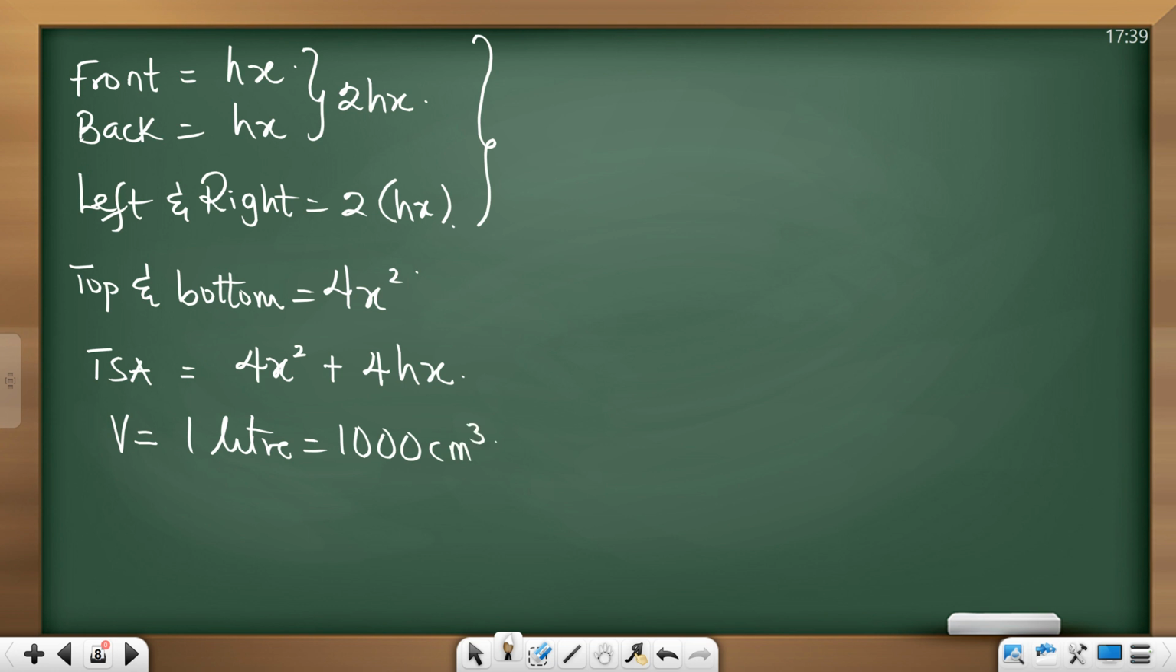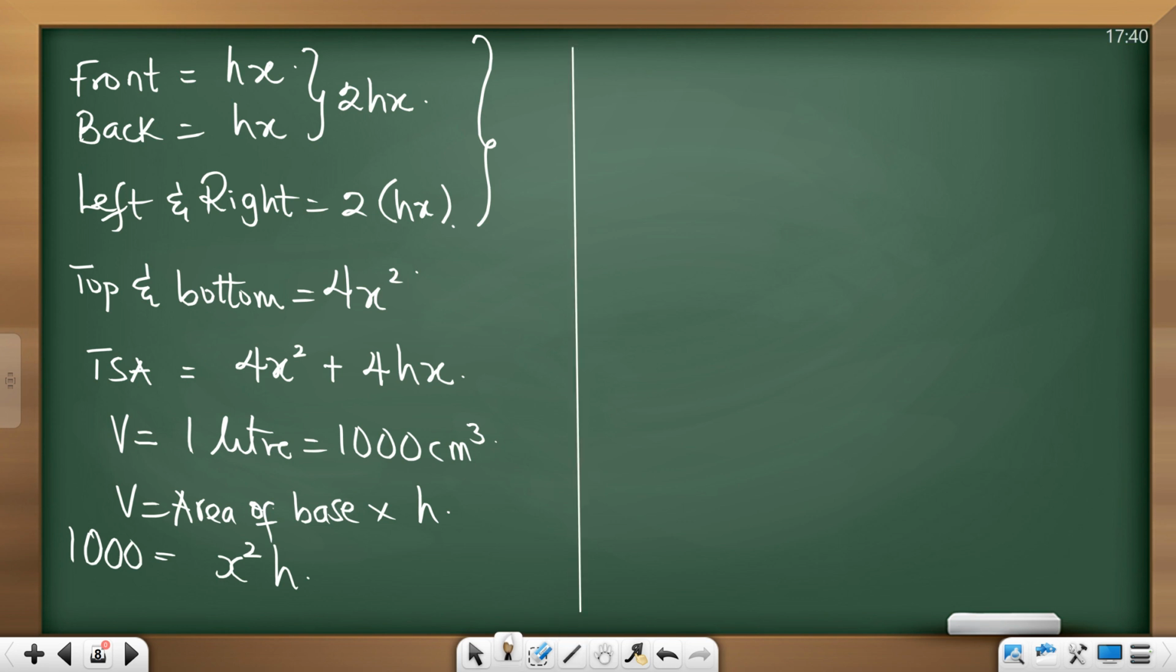I want you to quickly learn the formula of volume. Volume of any shape is the area of its base multiplied by what? Height. The base here is a square. What's the area of the base? X squared multiplied by what? H. But what's the volume? Find H.